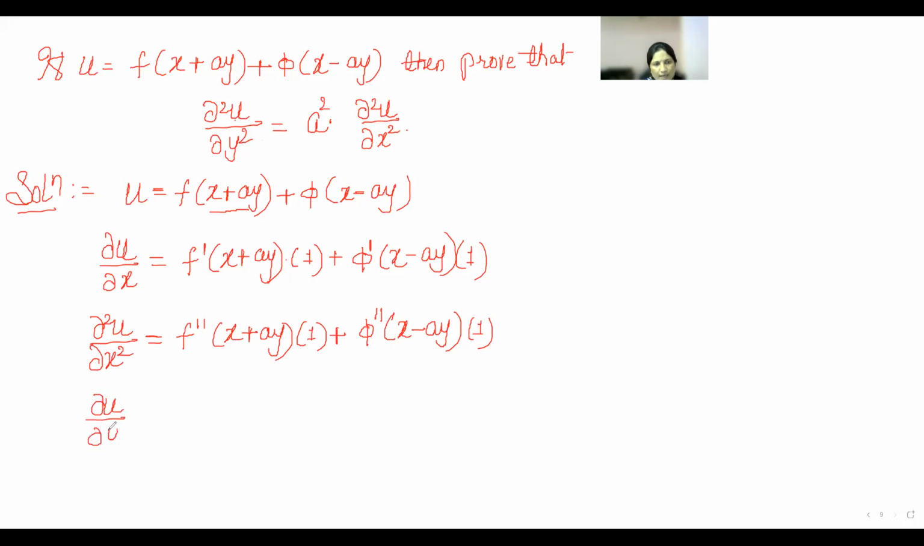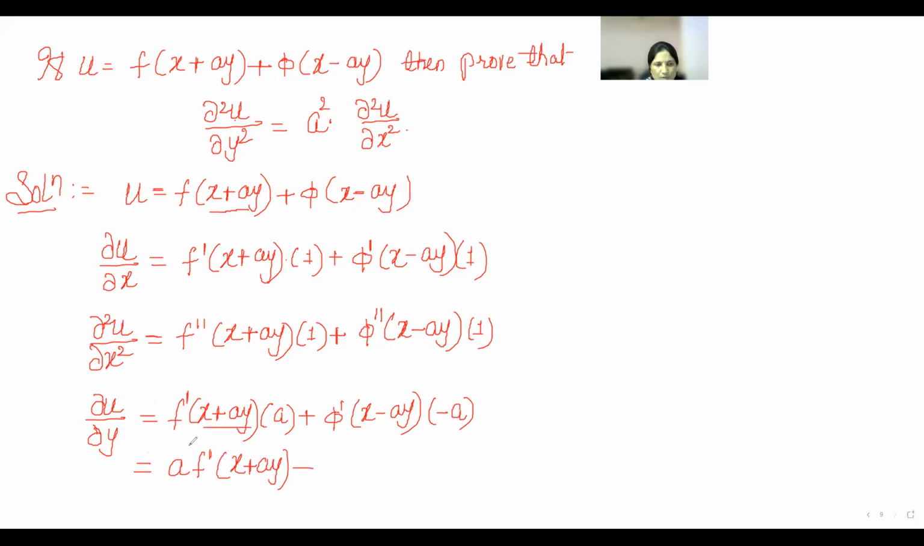∂u/∂y is equal to f of x plus ay, derivative of this function, that is f dash of x plus ay into derivative of this x plus ay with respect to y, it is a, plus phi dash of x minus ay into minus a, which is equal to a into f dash of x plus ay minus a into, by taking that a as a common term, phi dash of x minus ay.